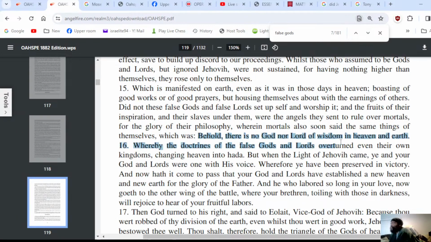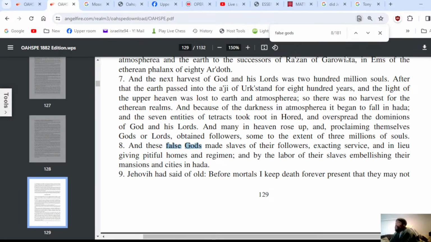Behold, there is no God nor Lord of wisdom in heaven and earth. Okay, verse 16. Whereby the doctrines of the false gods and lords overturned even their own kingdoms, changing heaven. But when the light of Jehovah came, ye and your gods and lords were one with his voice. Wherefore ye have been preserved in victory. There's a rebellion in heaven, that there are gods that start out good, and then maybe they have a coup attempt against them, and they overthrow a god, make it their own. You see that in the world today.